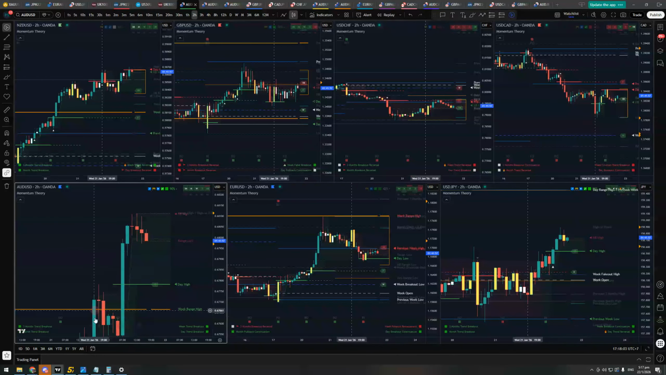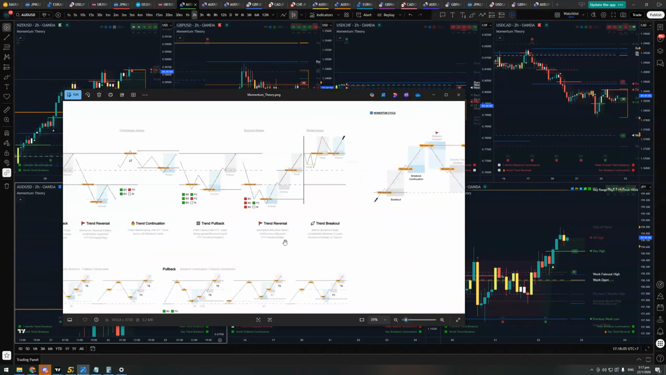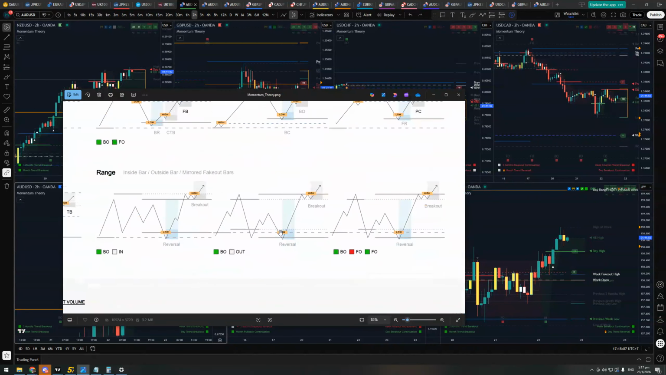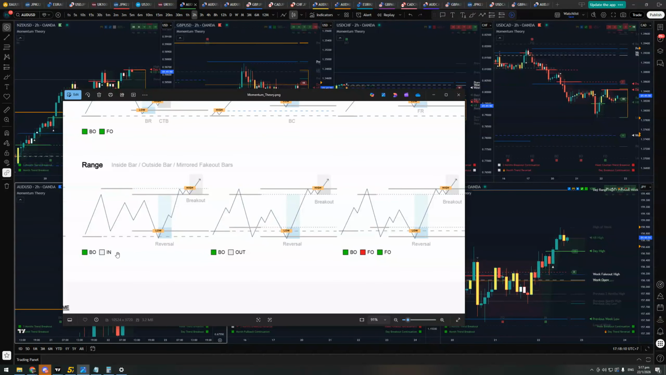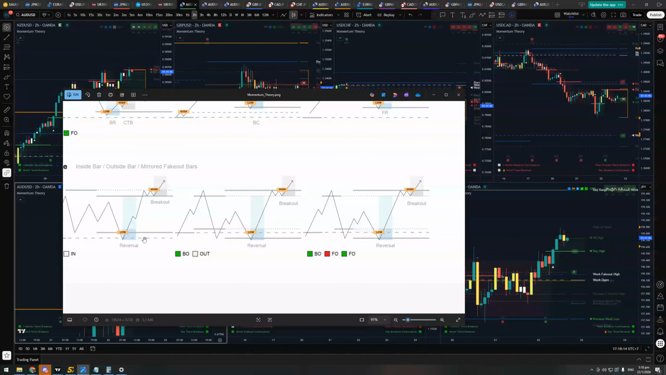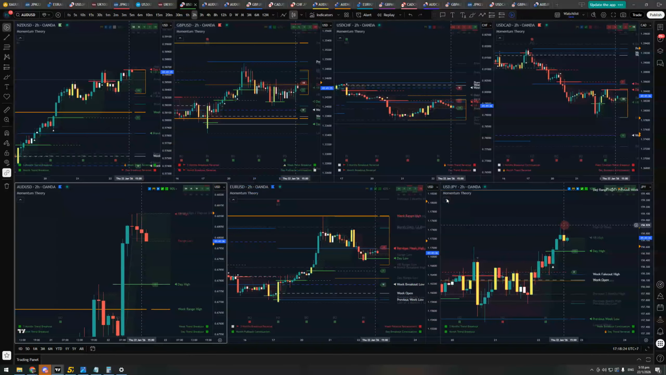We are in ranges here, and if I'm in ranges, I'm trading one of my range patterns here. And when I'm trading in ranges, it doesn't matter how that range is created, inside bar, outside bar, fake out bars. I want to be trading alignment patterns at the low, reversals at the low edge of that range, or I'm taking breakout. But if I'm taking the breakout, I need to see consolidation. Otherwise, it's not a breakout.